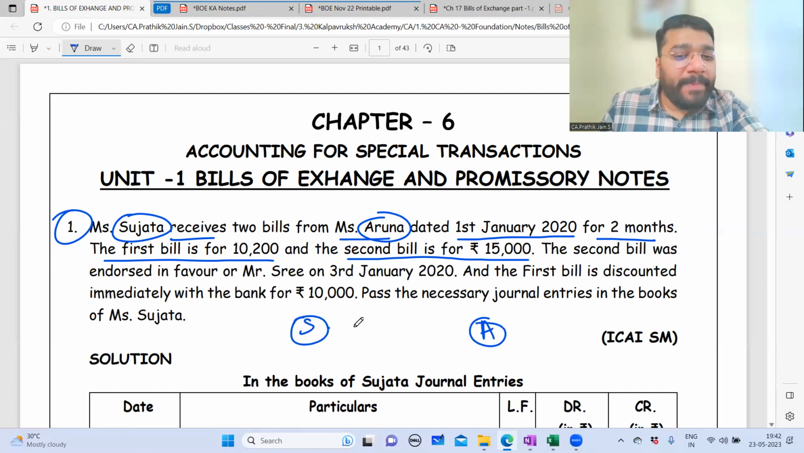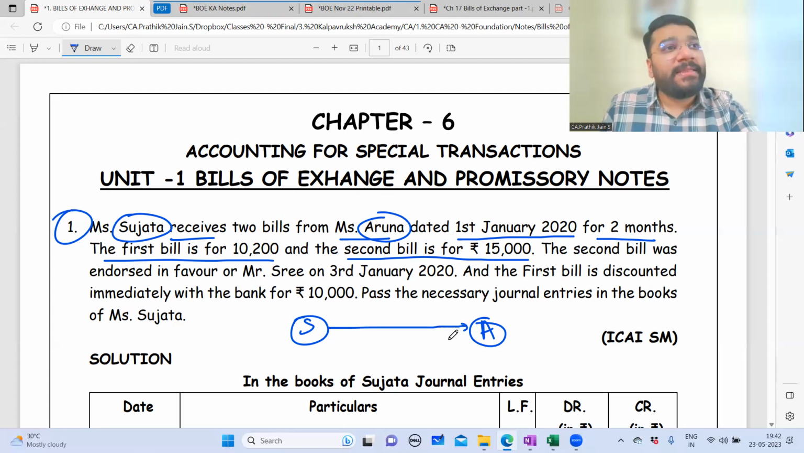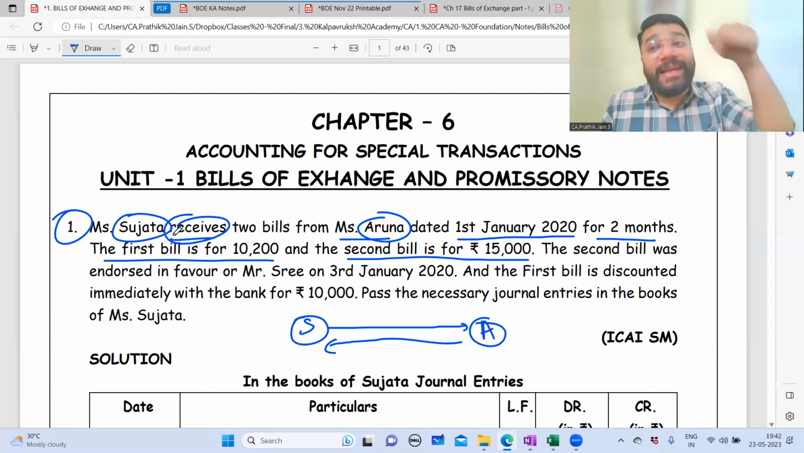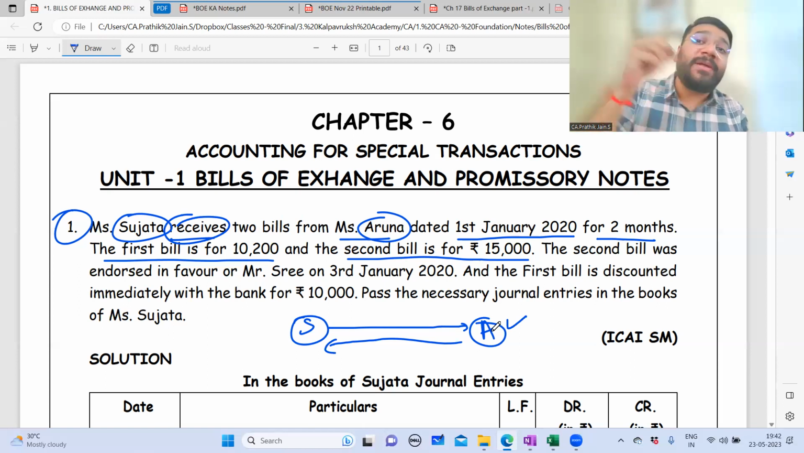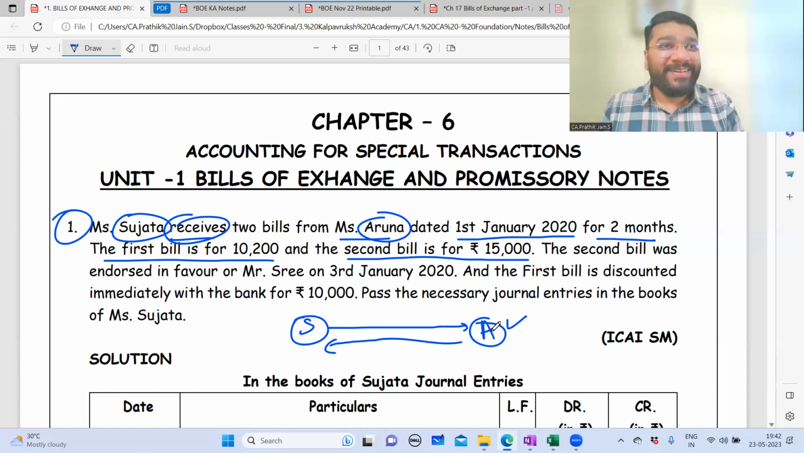If Sujata is preparing the bill and giving it to Aruna, Aruna is receiving the bill. If Aruna is accepting and signing the bill and giving it back to Sujata, Sujata is receiving the bill. Receiving of the bill is happening on both sides. So here, which receiving of the bill are they talking about? Are they talking about Aruna receiving the bill for the purpose of signing, or the receiving that is happening after the acceptance? First question, ICA study module, googly ball.